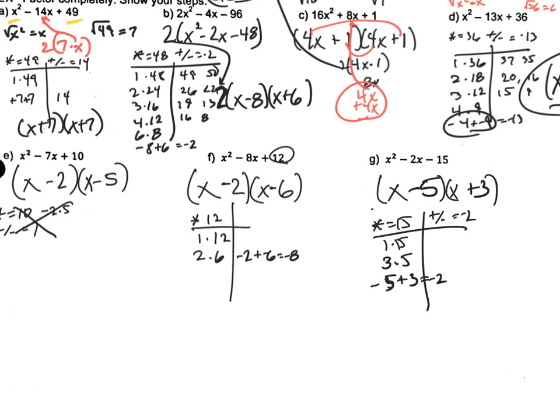So the perfect square trinomial doesn't really happen very, very often. It's not something you have to really pay attention to because all of these can be factored the same way.